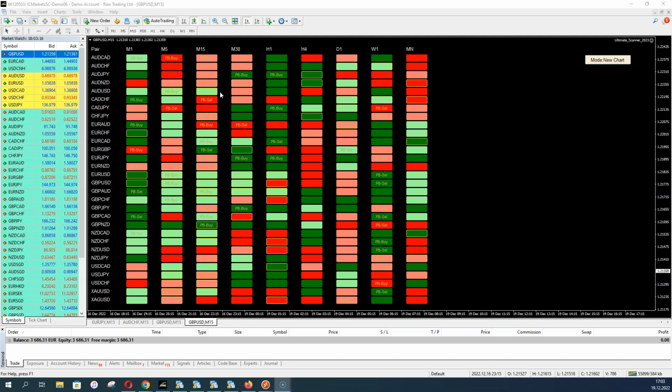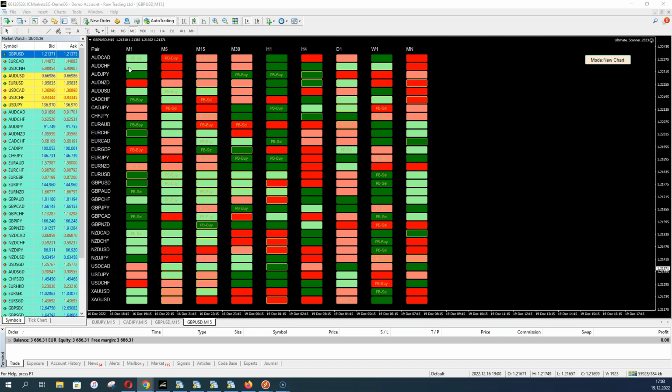Now, what do all these boxes mean, these colors? I will explain this now to you. Basically, we have 4 different colors. You can see the different boxes here, and we have, for example, the light green box here. You can see these are light green boxes. A light green box stands for a weak buy trend.